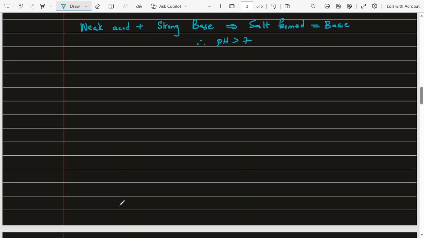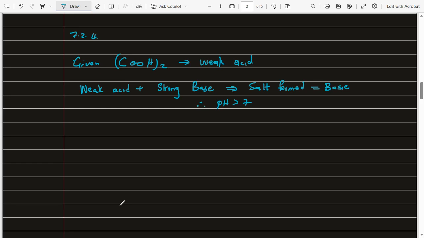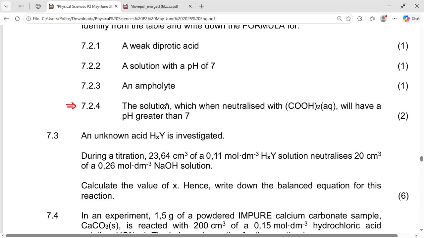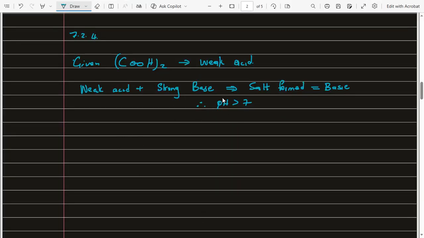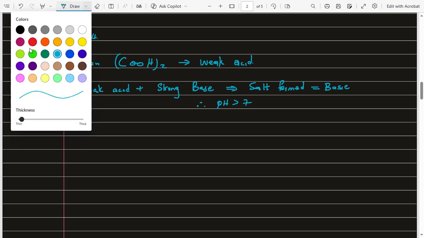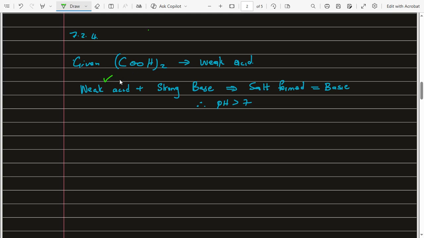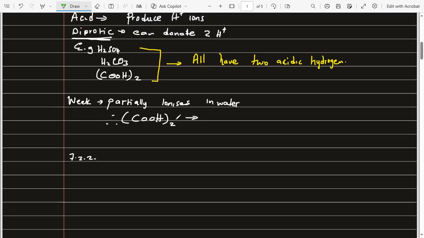Okay, let's go back and continue working on this one. First things first, we are given the weak acid. We know that the solution that will have a greater pH is when a weak acid reacts with a strong base. The weak acid was given, which is this guy. We need to find the strong base. That is what they are looking for. You go to your table, identify all possible bases, then choose the one that we need. Let's check the possible bases from the table.